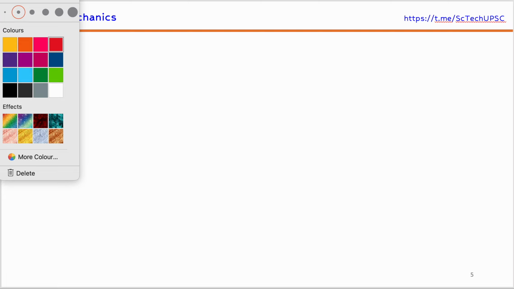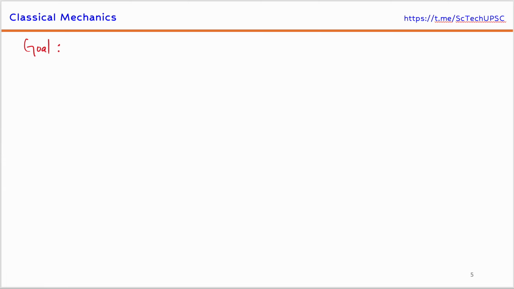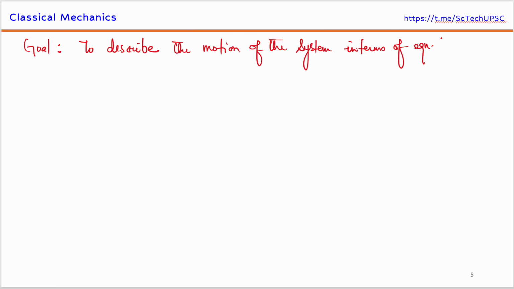As we said, the goal of today's lecture is to describe the motion of the system in terms of equations involving the Hamiltonian function H. We also said that it is nothing but a coordinate transformation problem. But anyway, let's just start.